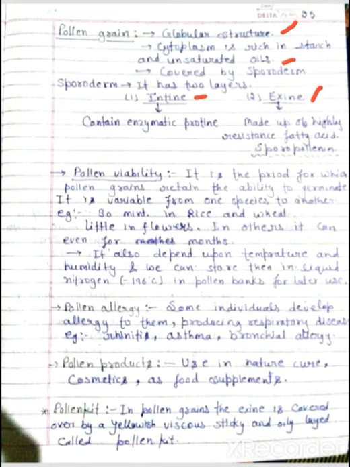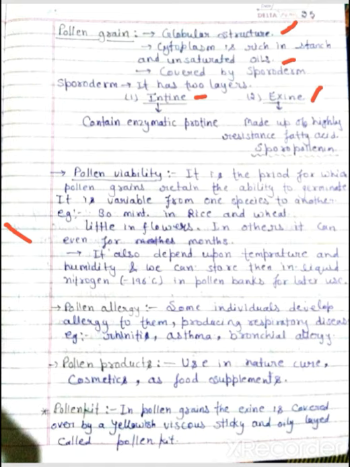Okay, next we talk about pollen viability. Viability means how long a pollen can survive. We can say it is the period for which a pollen grain retains the ability to germinate. It is variable from one species to another species. It is not the same. For example, 30 minutes in rice and wheat, a little more in some flowers, and in others it can be even for months. So it is variable, it is not the same in all species.